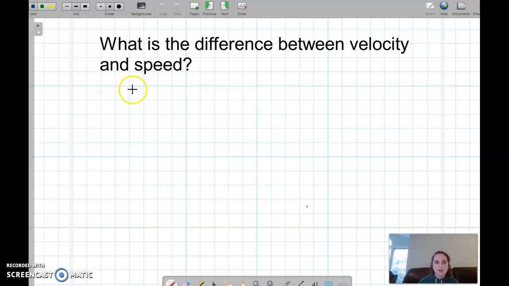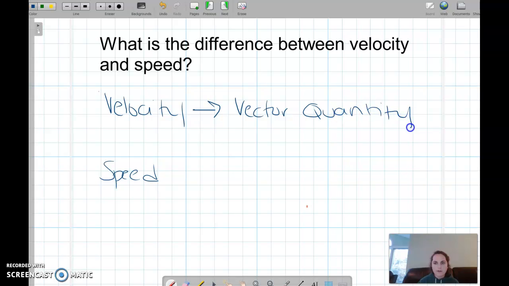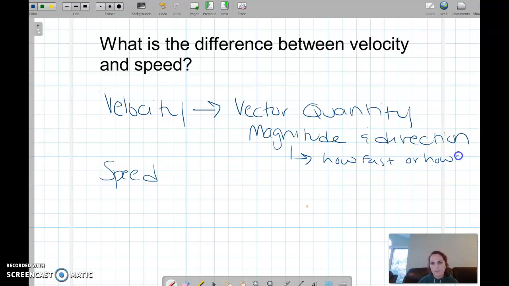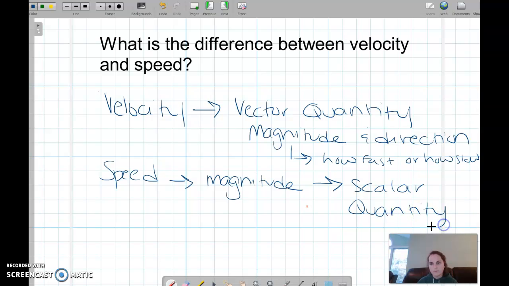What is the difference between velocity and speed? That is a great question, right? So in class, we learned about vector and scalar quantities. So we have velocity and we have speed. So we said that velocity was a vector quantity. So just like our Despicable Me character, right? Vectors have both magnitude and direction. Okay, and by magnitude, I just mean how fast or how slow. All right, and speed, all this depends on is magnitude, okay? So it does not depend upon direction, so we know that it is a scalar quantity. Okay? Awesome. Let's keep going.